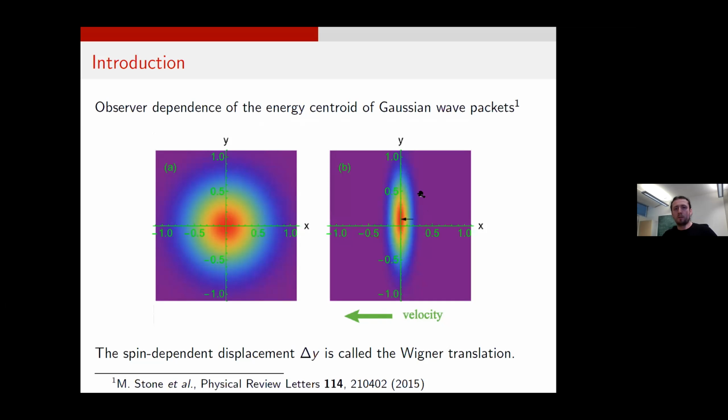So the boosted observer will see a deformed image like over here, but most importantly, the boosted observer will see the energy centroid of the Gaussian wave packet shifted along the y-axis, depending on the state of polarization of the beam. And this polarization-dependent displacement, delta y, is called the Wigner translation. More about this can be found, for example, in this paper or in many other papers in the literature.